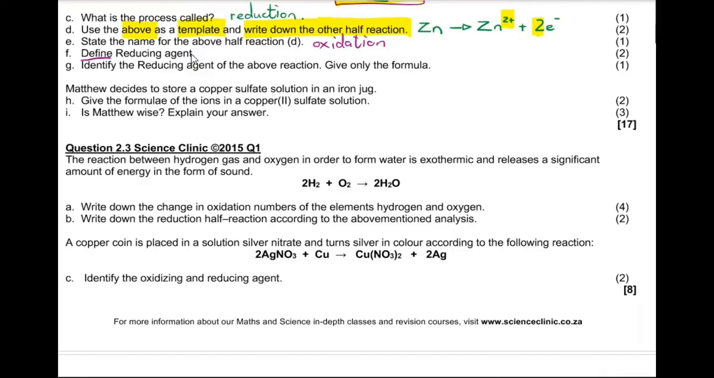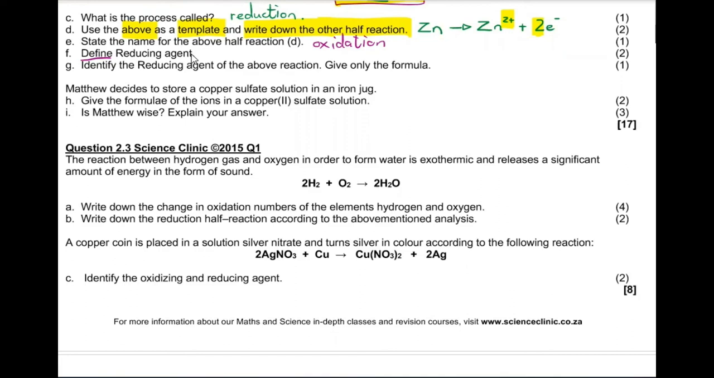A reducing agent, this is not the definition, this is an explanation. The reducing agent causes reduction, undergoes oxidation. Oxidation is loss. A reducing agent is the substance that loses electrons. So it's the substance that undergoes oxidation and therefore loses electrons. There we go. So even if you forget, I want to be very honest and say sometimes we do forget.